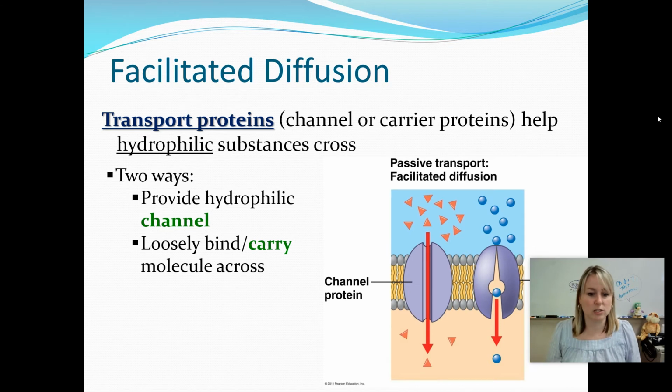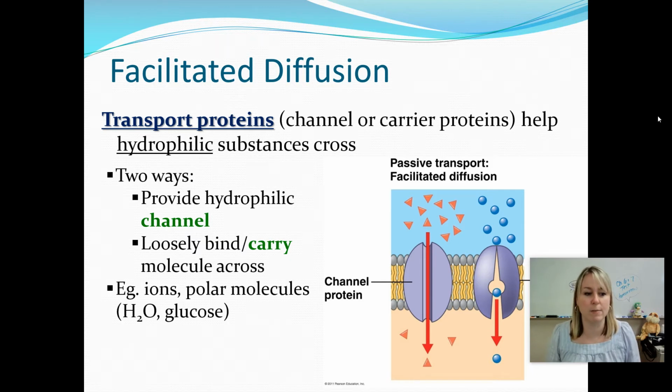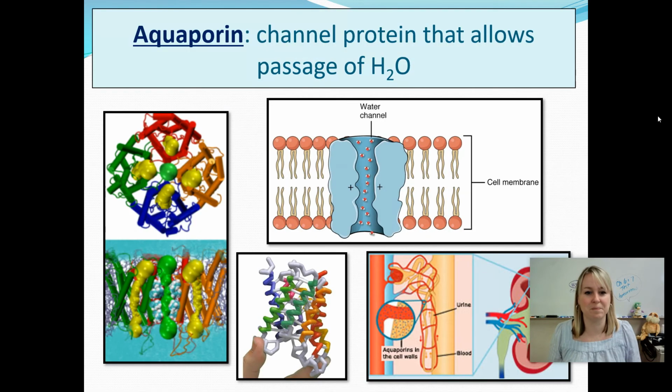So there's, again, two ways. You can provide a hydrophilic channel, like the channel protein, or you can bind and carry molecules across like a carrier one. Again, you notice the blue circle has a little active site on the protein where it seems to have matched its shape. So carrier proteins are usually pretty specific, and they're meant to fit a certain type of molecule or ion that it is responsible for transporting. This is how we get sugar into our cell.